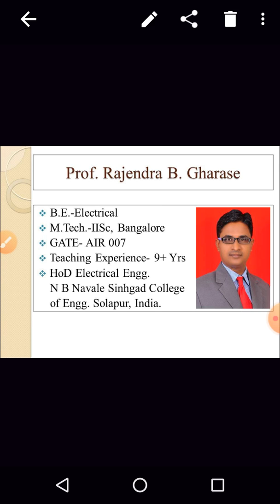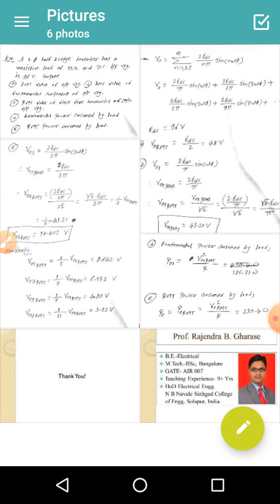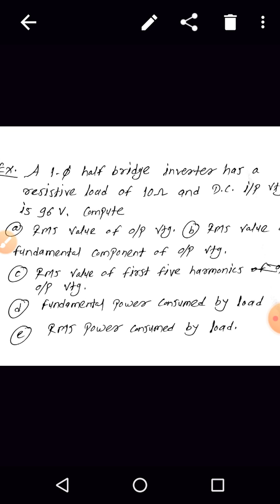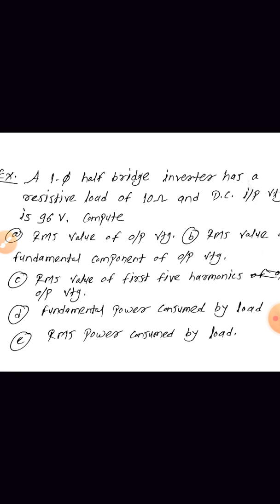In my last video we discussed the operation of the single phase half bridge inverter for purely resistive load. Today we are going to discuss the numerical based on that theory. Suppose we have a question like: a single phase half bridge inverter has a resistive load of 10 ohm and the DC input voltage is 96 volt.